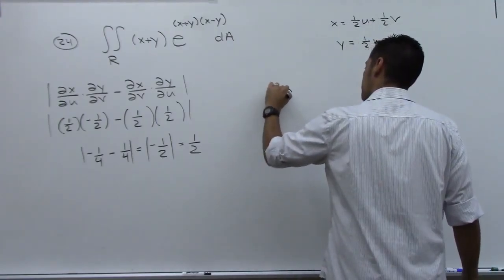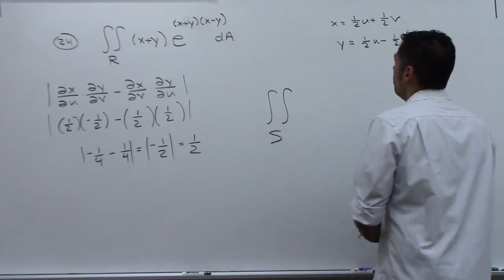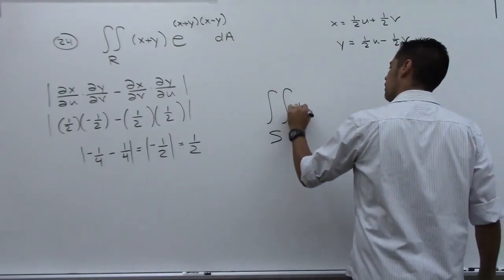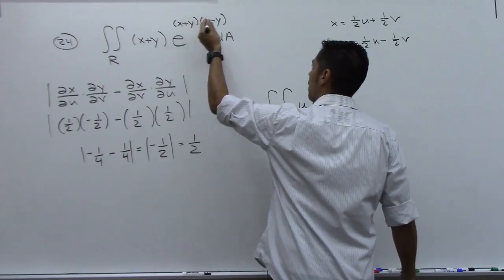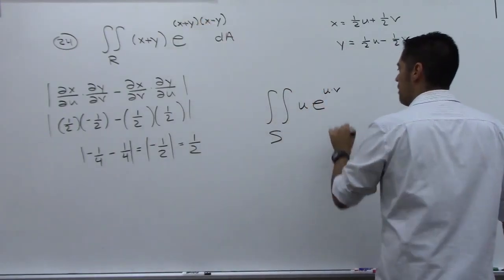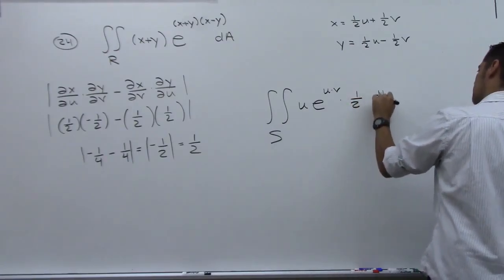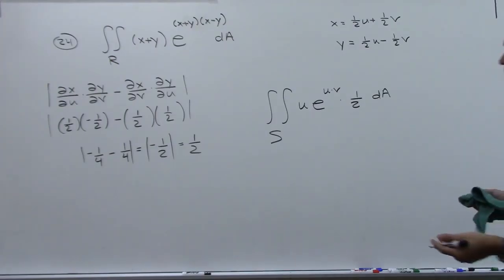Double integral over the region S. Okay, what was x plus y? X plus y was u. E to the x plus y is e to the u, x minus y is v. So u times v. And then my Jacobian determinant, which was 1/2 with respect to area. And remember that the restrictions on u and v were both constants.